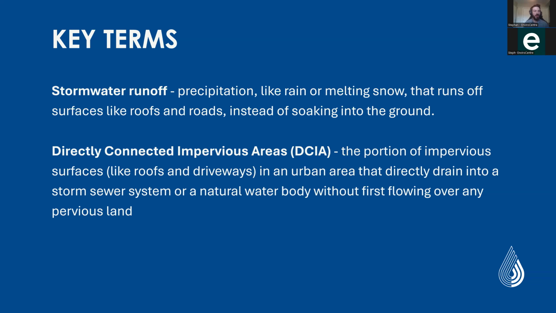The other term you'll hear quite a bit, it's a lot of words: directly connected impervious areas, or DCIAs. It's a portion of impervious surface like roof or driveway in an urban area that directly drains into a stormwater sewer system. So when I use that in the context of this program or this workshop, what I mean is basically space on your property that can't absorb water. So your driveway would be a DCIA. Your roof is made up of several DCIAs. If you have any kind of paved patio, that would be a DCIA. So just an area where water can't absorb and it's going to run off and end up somewhere else.